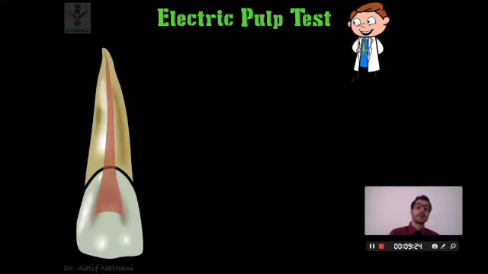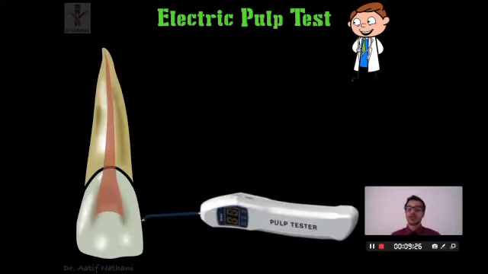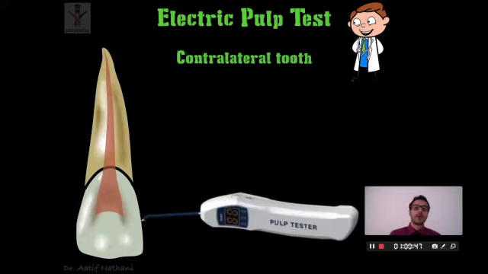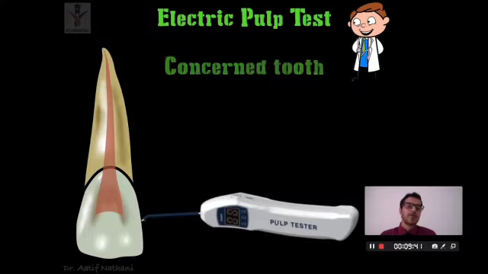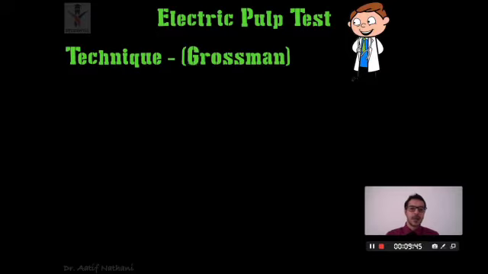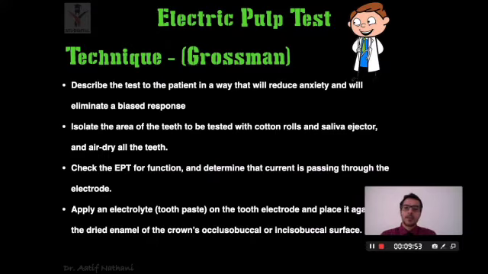Now when you are doing the electric pulp test, the first thing is you need to do the electric pulp testing on a contralateral tooth. Record the reading when the patient feels a warm, tingling or painful sensation, and read it as the control reading. Then you have to repeat it on the concerned tooth. Once you are done with this, then you need to proceed with the evaluation. Before that, let me tell you the technique that is used to do the electric pulp test.